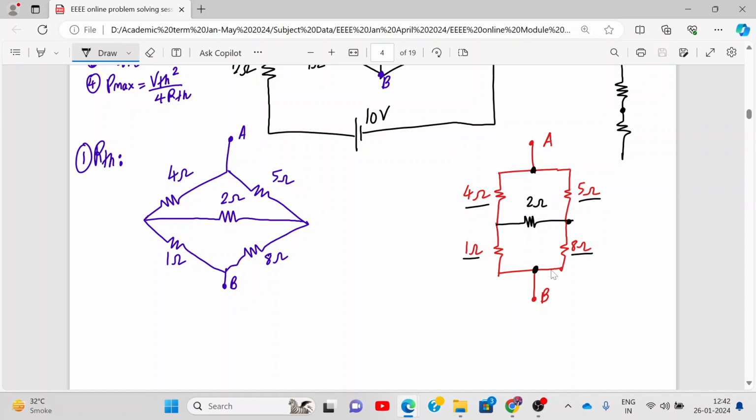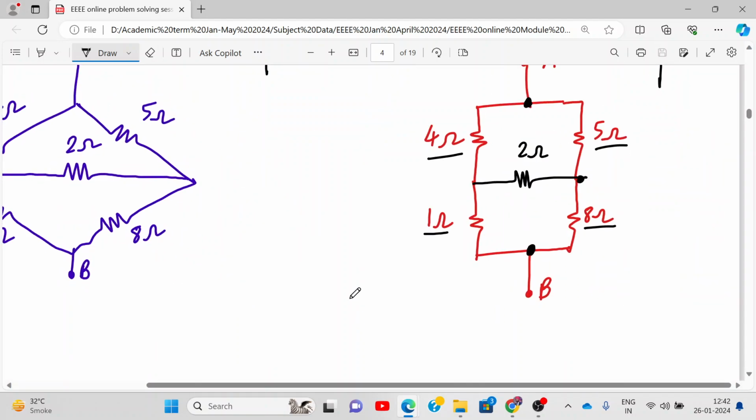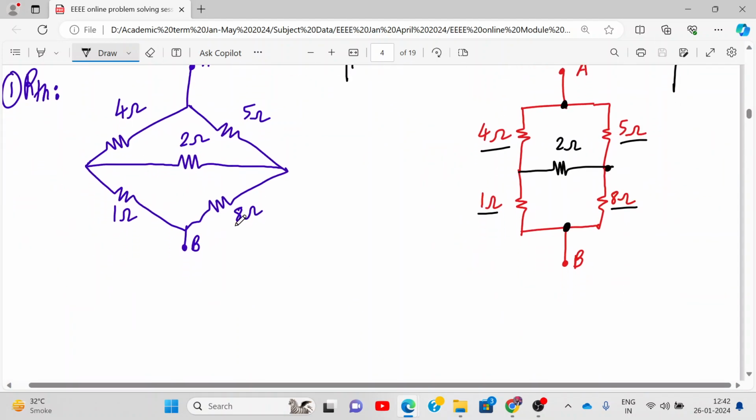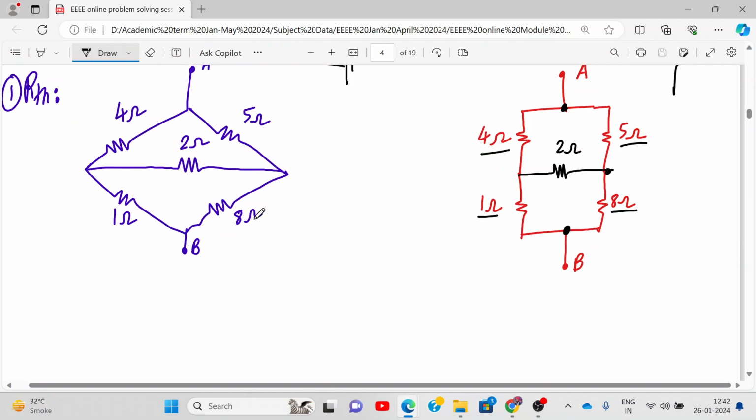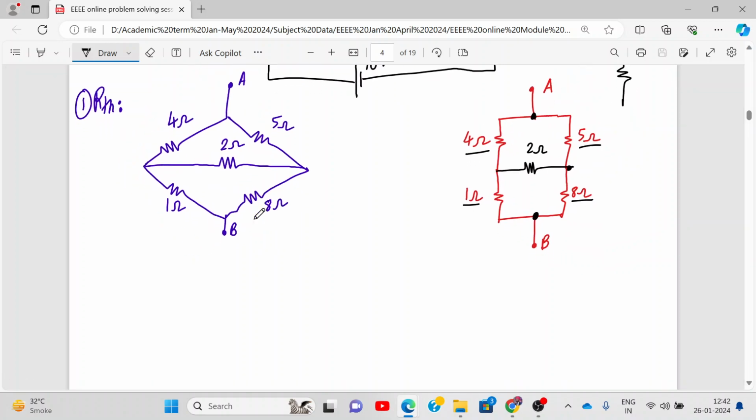So what technique do we apply over here? What is this looking like? A delta, right? So can we convert delta to star? You remember? Yes, sir. See, I understand you have a doubt, so let me draw this. I'll tell you why this is not in series and what can be in series.